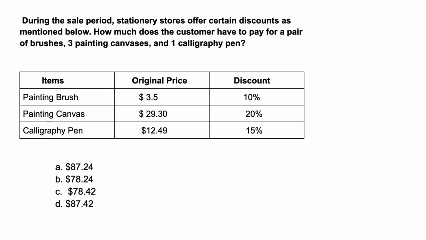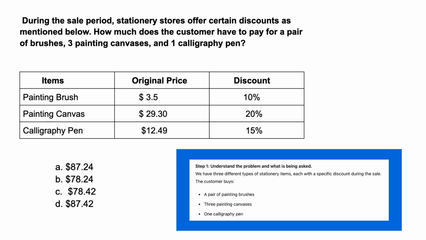All right, to solve this, we first need to understand the problem and what is being asked of us. So we have 3 different types of stationery items, each with a specific discount during the sale. The customer buys a pair of painting brushes, 3 painting canvases, 1 calligraphy pen. Notice here how step number 1 is always going to be to understand what's being asked of us.